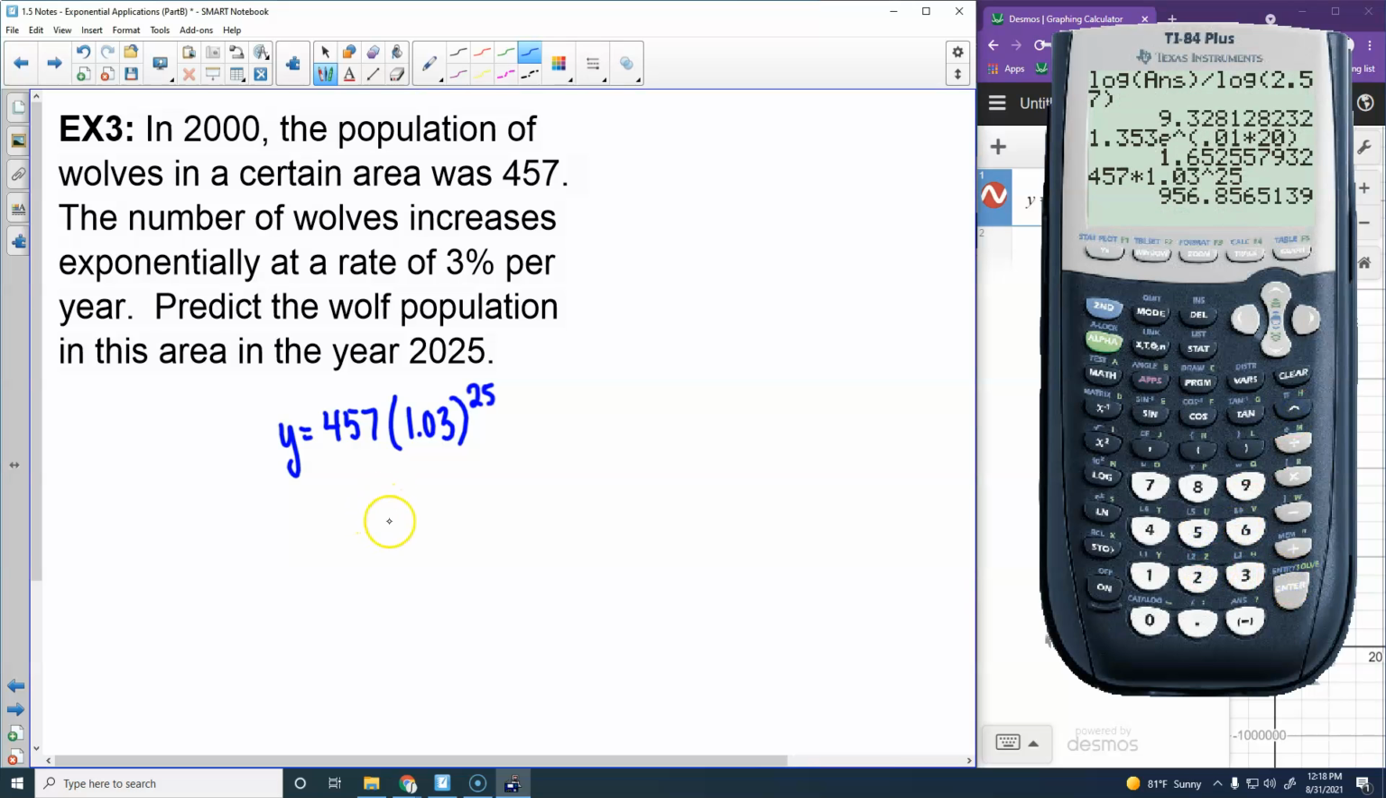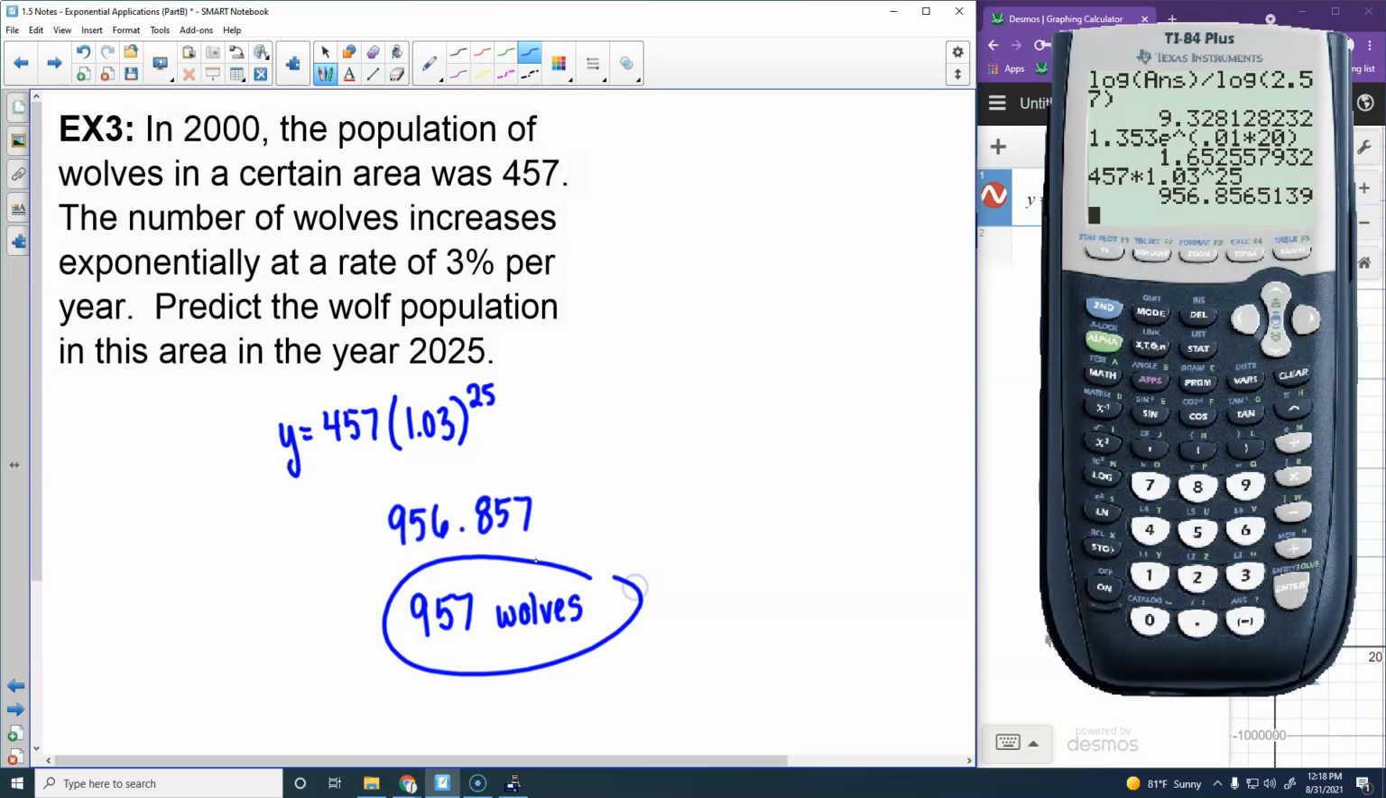And so we would get 956.857. However, since this is wolves, you can't have part of a wolf, not a living wolf anyway, so let's just round this to 957 wolves. Yeah, and usually I will put at the bottom, round to the nearest wolf, or something like that, so that you know what to round to on that.